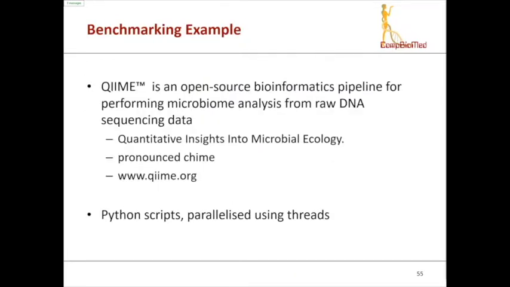But let's say we know how to benchmark, and we've got a particular code and a particular simulation. My example here is from a code called QIIME. It's an open source bioinformatics pipeline for performing microbiome analysis. It's actually Python scripts, and it's parallelized using threads. So we're limited to parallelism within a single node.